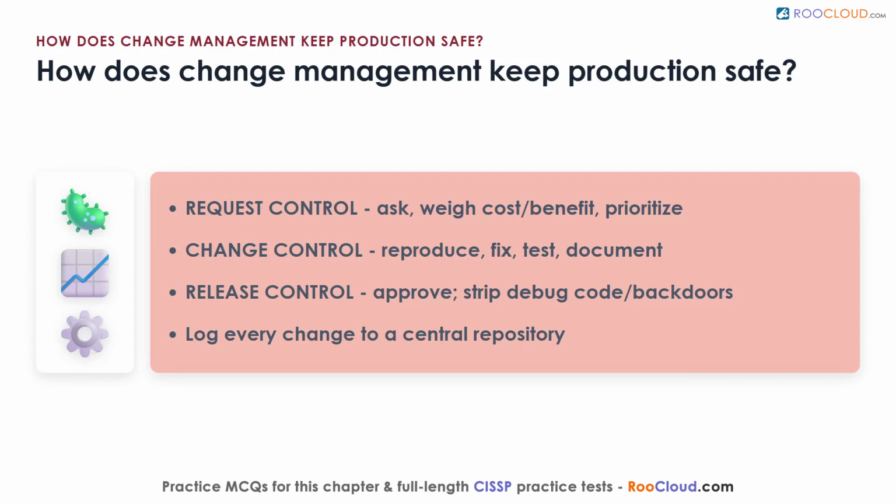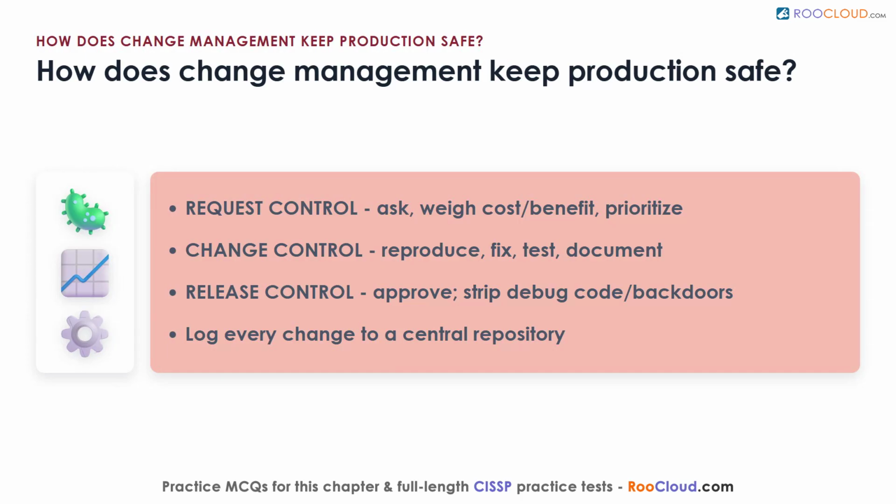Request control gives users a framework to ask for changes, while managers weigh costs and benefits and developers set priorities. Change control lets developers reproduce the reported situation, craft and test a fix in a controlled setting, document it, and limit its side effects on security.